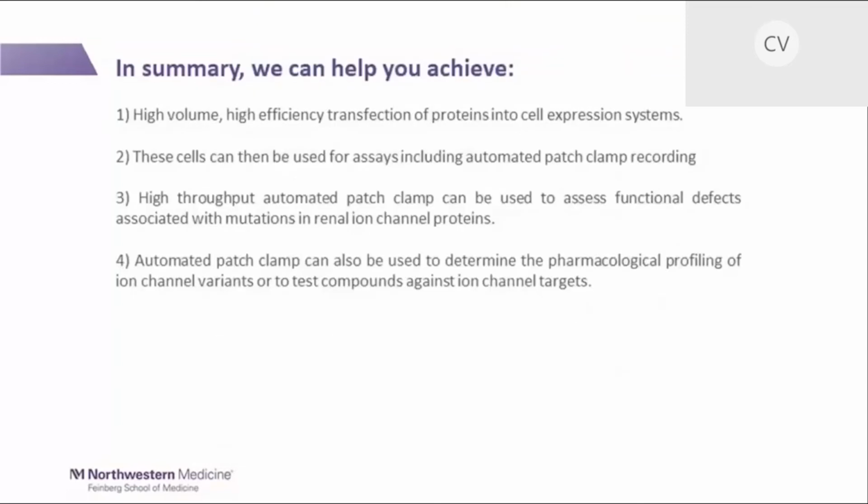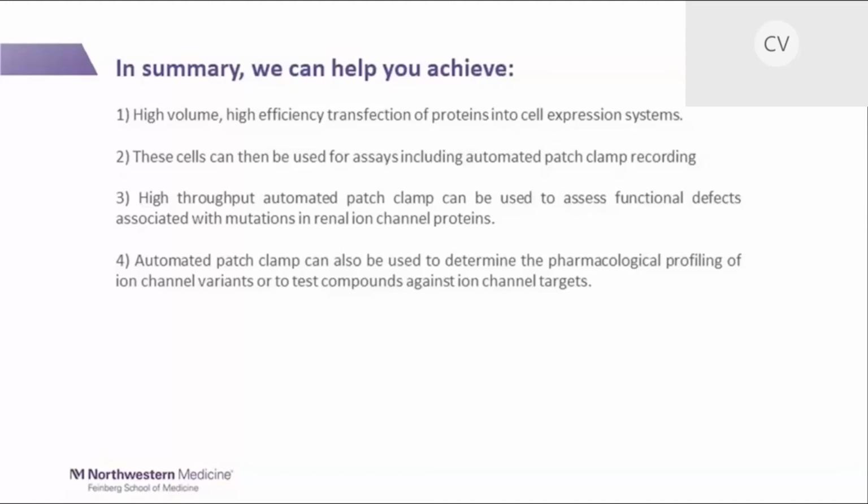Lastly, I would like to let you know that, in summary, we hope we can help you achieve a high volume, high efficiency transfection of proteins into cell expression systems. This does not have to be just ion channels. Our system will allow us to transfect any kind of protein that you may be interested in. We will not be able to provide you help with the functional analysis if we're doing automated patch clamp, but we can help you generate the cell lines that you can then use for other studies.